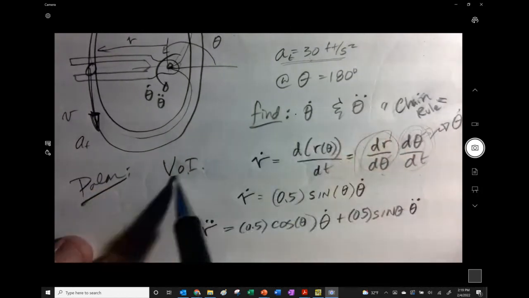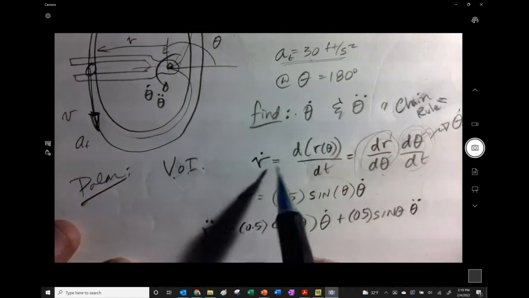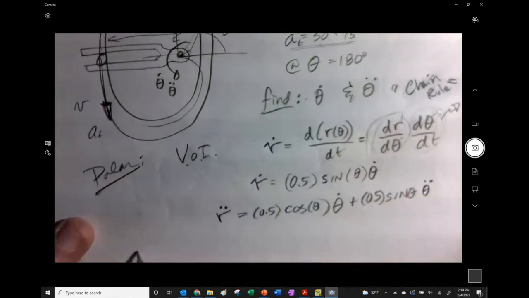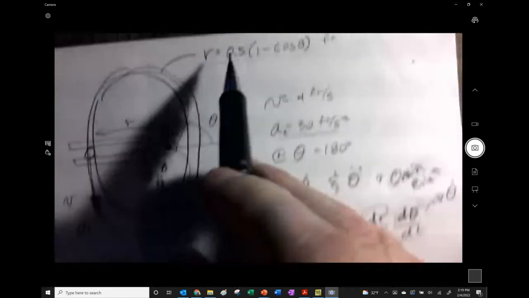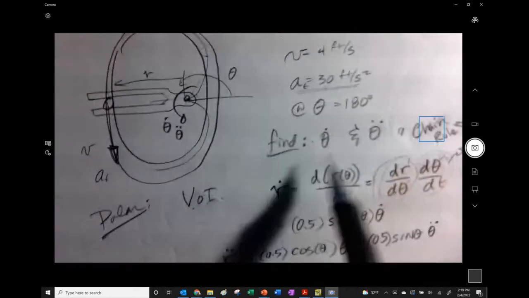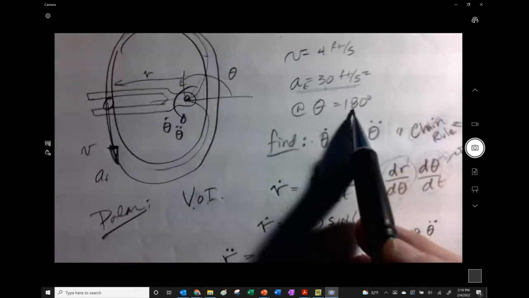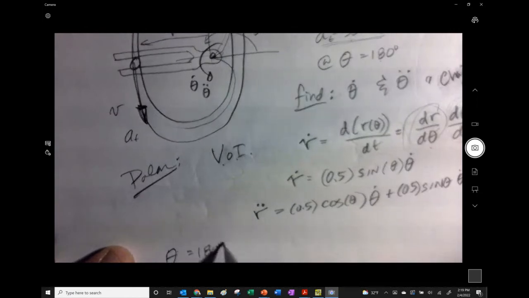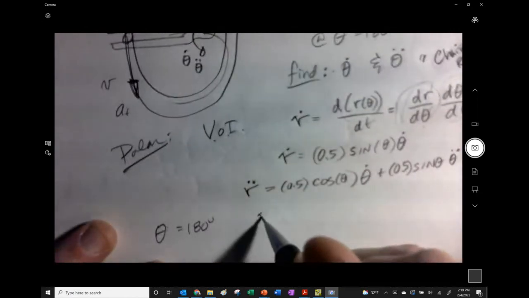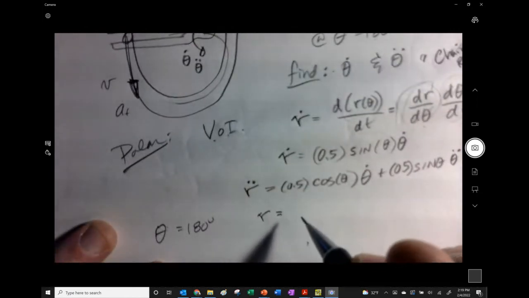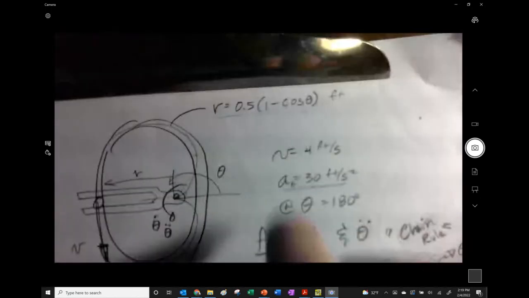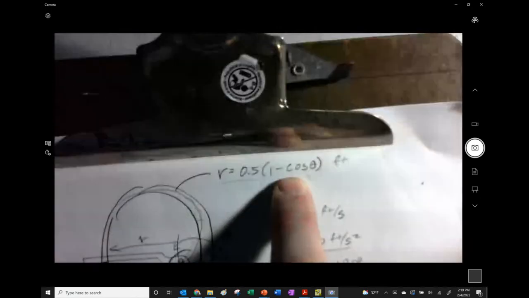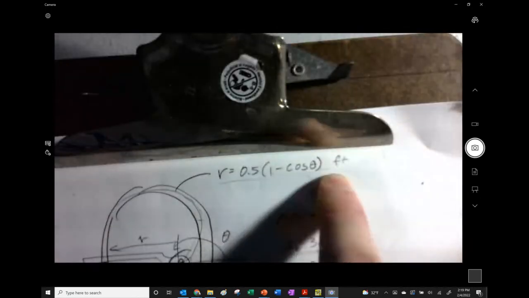Now we're working towards our variable of interest. We'd like to get the magnitudes of these. So we have this function up here, and we're told that it's at 180 degrees. So we put in our 180 degrees into there, and we're going to find that R is going to be the boring, that turns into 0 right there, right? So it's just 0.5.